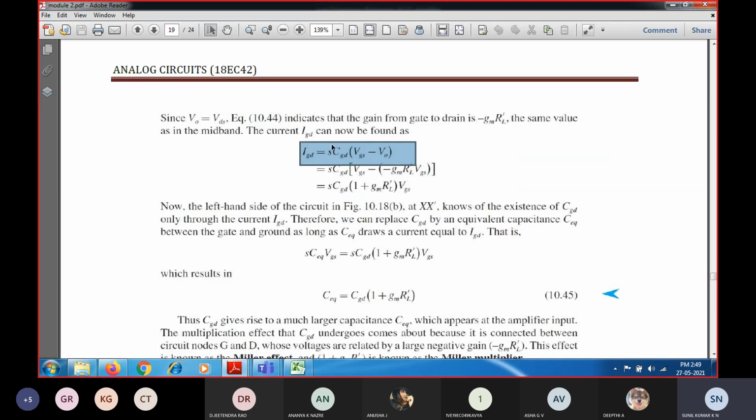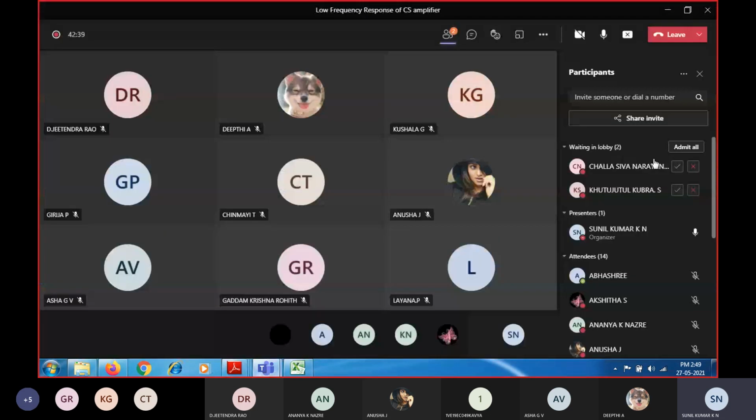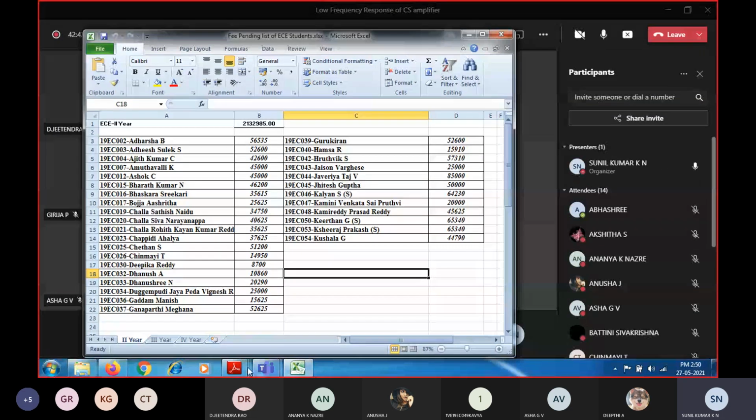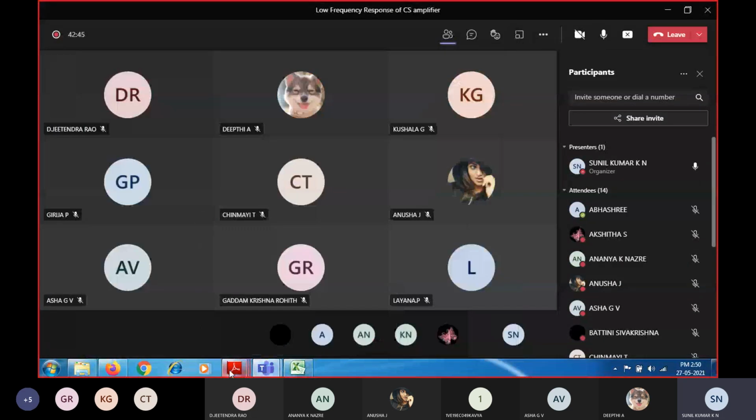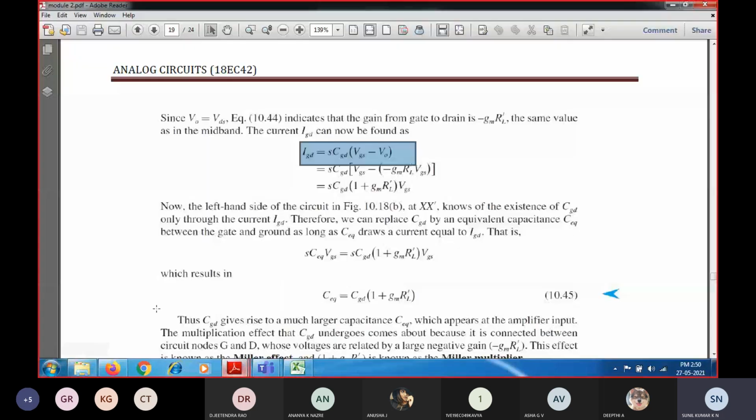So this is about the current. Current means the impedance multiplied with the potential, so that is VGS minus V naught. That is the voltage difference between the two nodes, for which the current is flowing, IGD. So this is about the current, that is IGD.